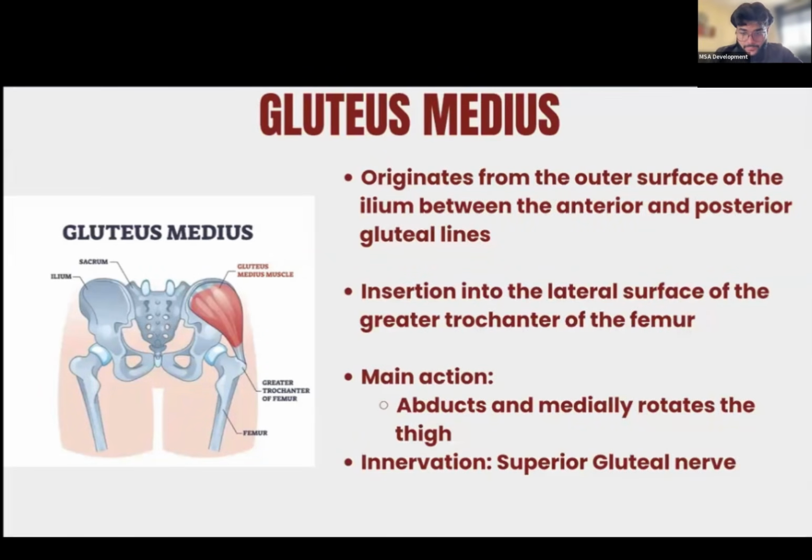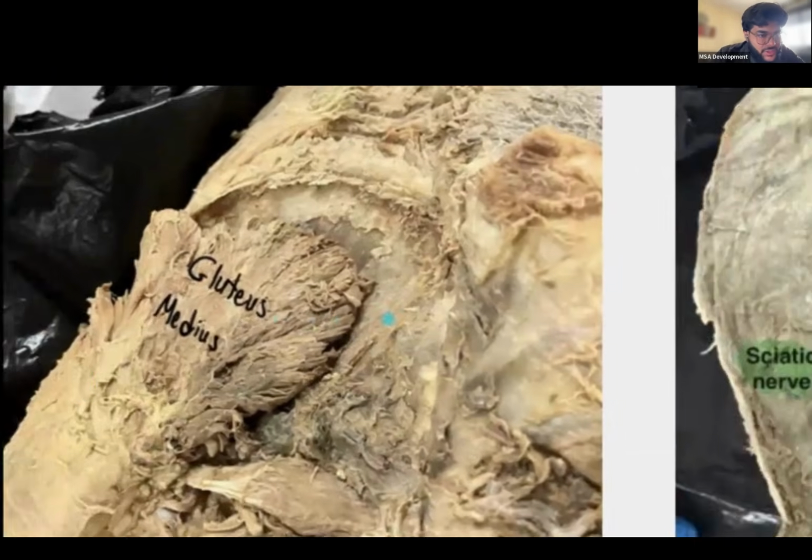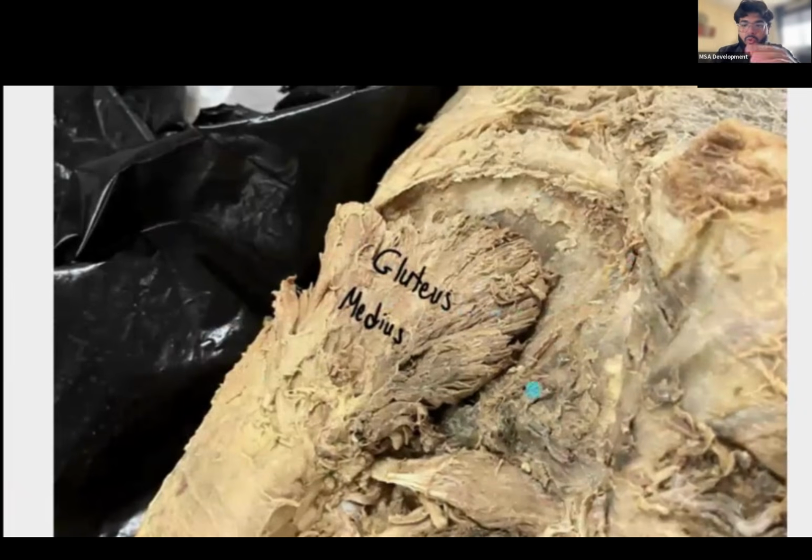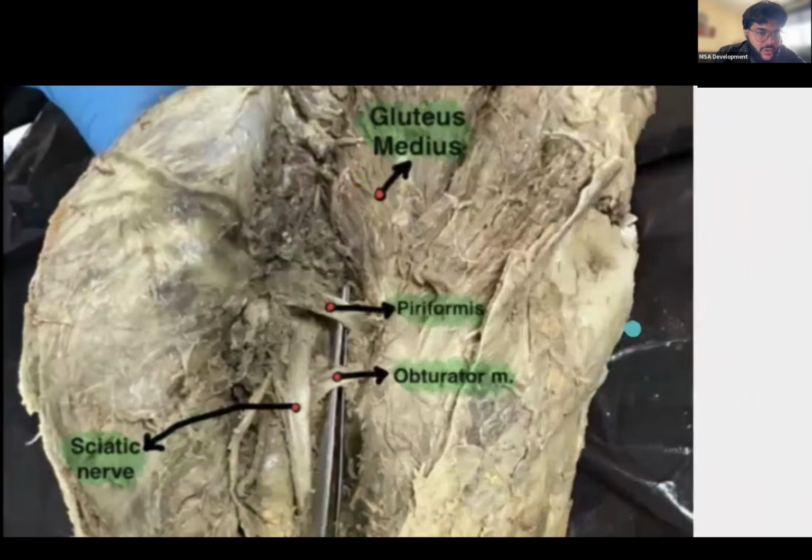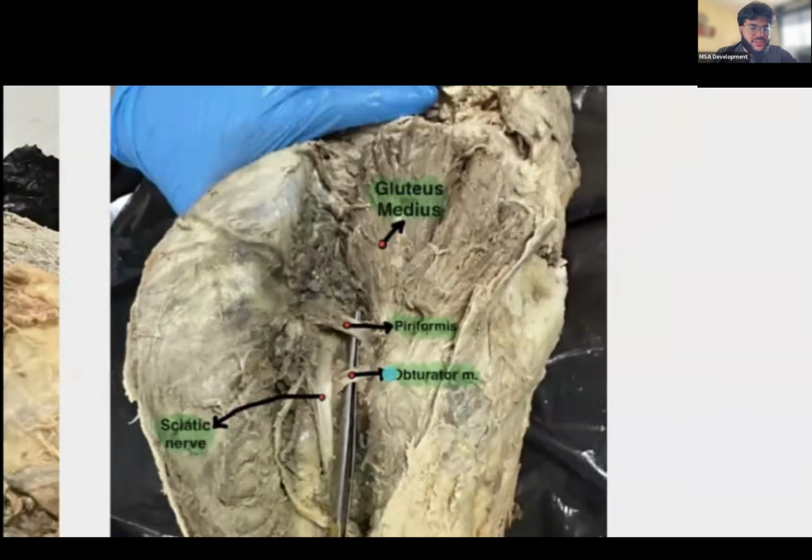This muscle is especially important for one clinical scenario that I'll be talking about later. It helps keep the pelvis level with your body when one of your feet is off the ground when you're walking, for example. Over here you can see your gluteus medius. You have flipped over the gluteus maximus, and right under it is your gluteus medius. The gluteus maximus has been removed from this section.